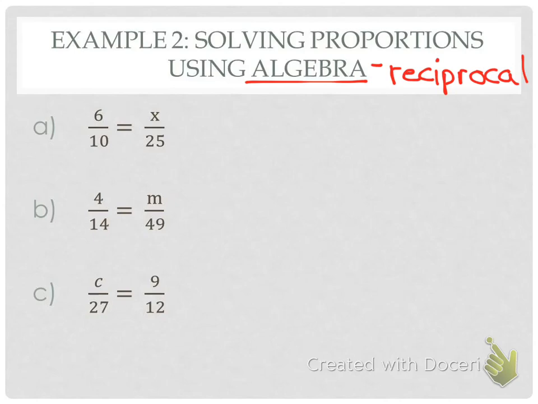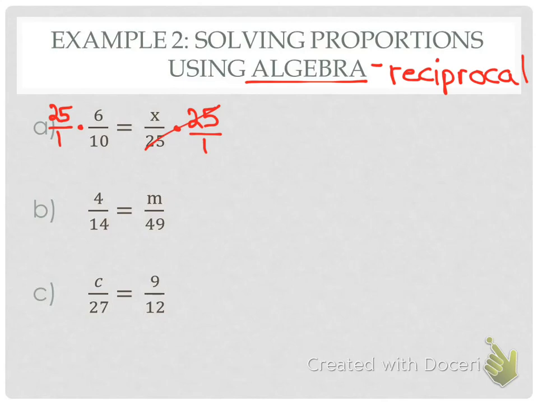So on letter A, I have 6/10 equals x over 25. Well, I need to solve for x. So how can I get x by itself on one side of this equation? I need to multiply by what? Very good. I need to multiply by 25. That cancels that, and now I just have x on one side, but whatever I do to one side, what's the next step? Have to do to the other. So I need to multiply the other side by 25 as well.